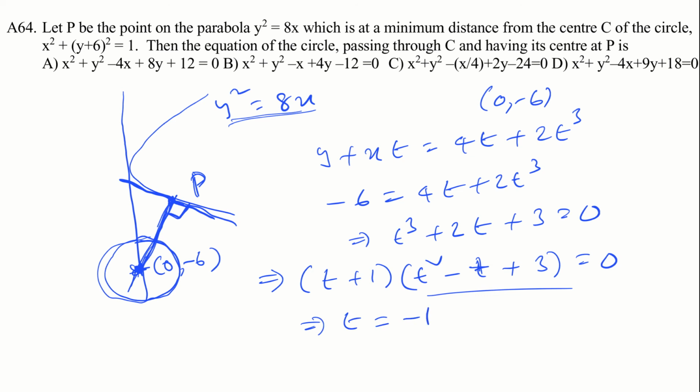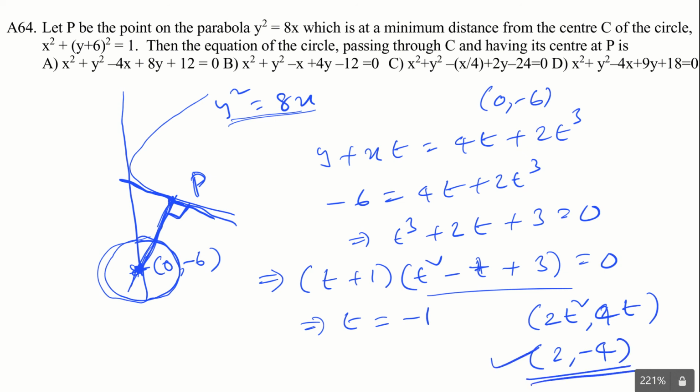So you have the coordinates of the point P as (at², 2at). Now t we got as −1, therefore the point is nothing but (2, −4). So now you are looking for a circle having center (2, −4) and passing through (0, −6). The rest is obvious. Let's go to the next problem.